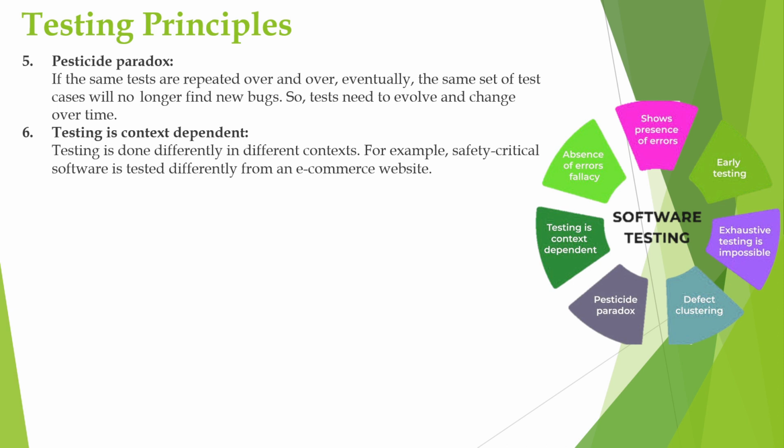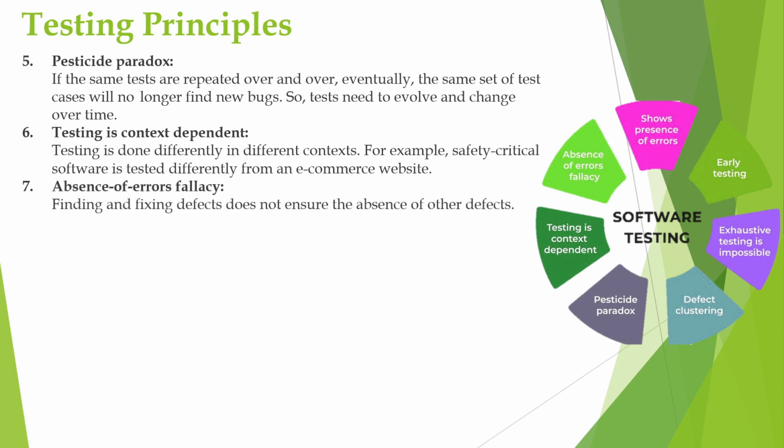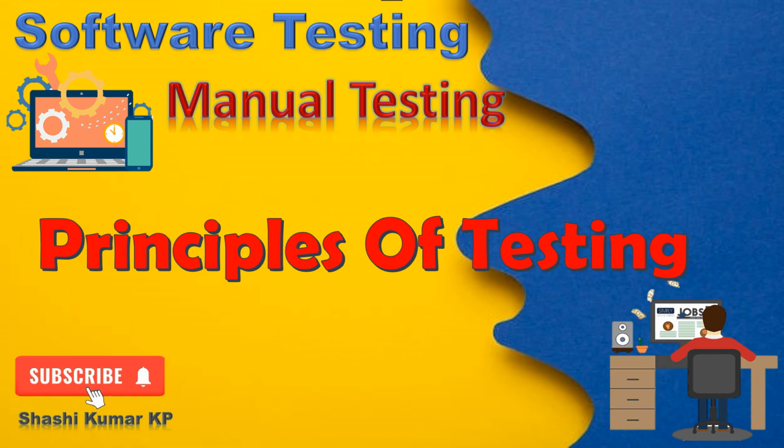Next principle is absence of error. If we test the software application by misunderstanding the requirement, and even if we find the defect or if the developer fixes the defects, then it is of no use. Hence, we have to test the application by understanding the requirements clearly.